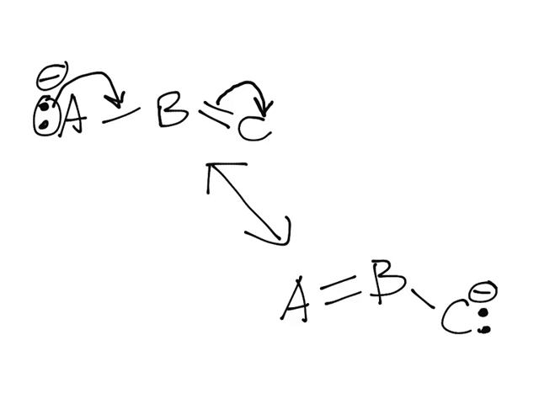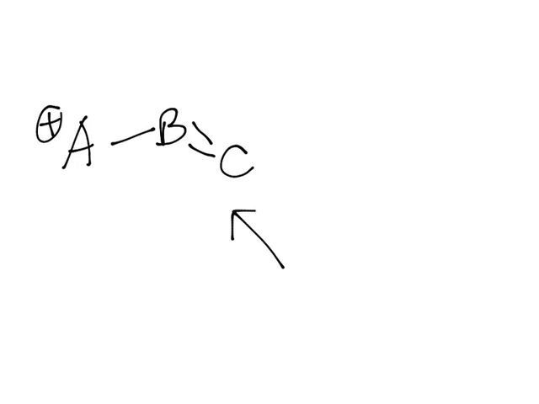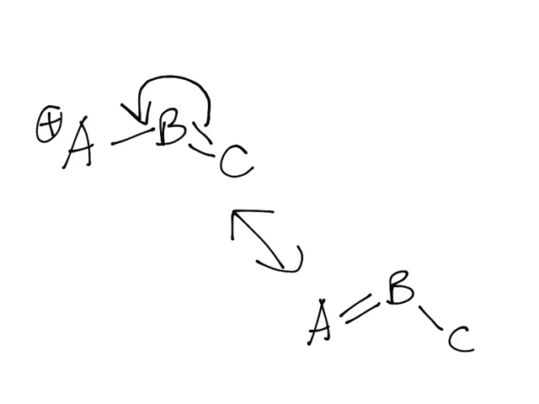And then you could also have something like this, where you have a positive charge on A going to B, going to C, resonating with this. And so, as you can imagine, this double bond here just moves there. And I'll give more examples and practice problems of resonance in a future video.